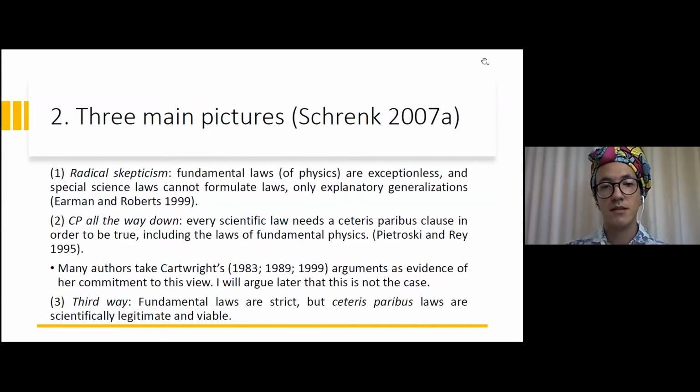Cartwright, as I take her arguments, is not defending a radical view of ceteris paribus all the way down. Her arguments are more akin to a third way position, which is a kind of middle ground between positions 1 and 2. In the third way, fundamental laws are regarded as strict, but ceteris paribus laws are scientifically legitimate and viable.